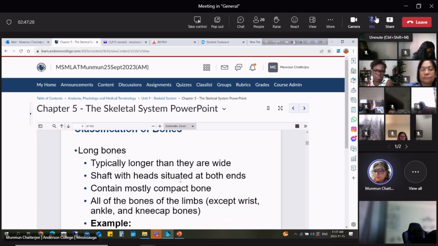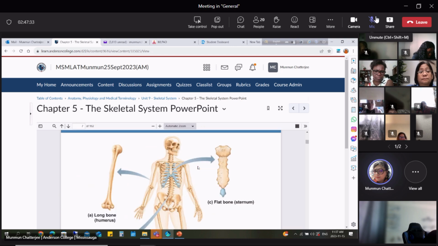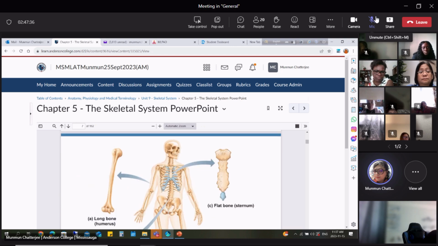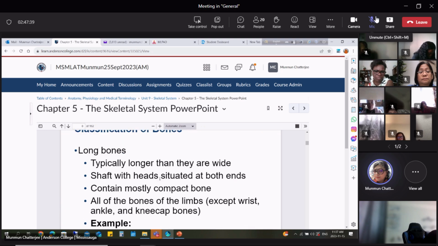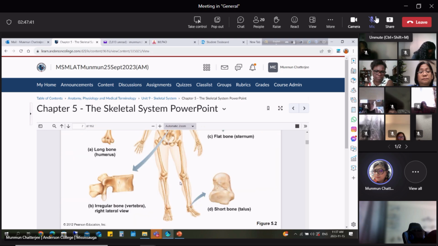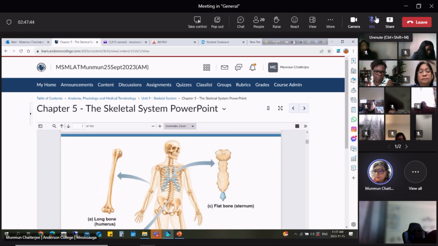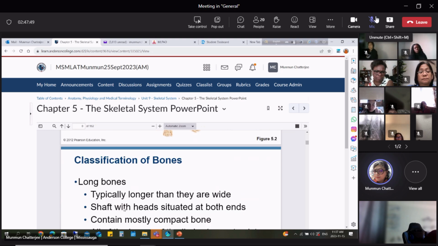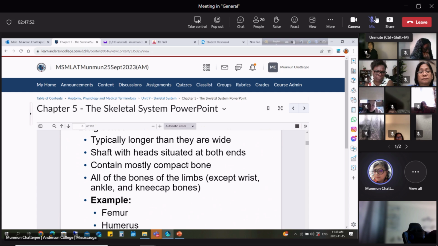The long bones, obviously, means longer than they are wide. They have a shaft with a head situated at both ends. These are called the shaft and the head. This is the closed portion at both ends. They contain mostly compact bone, which we already told you is going to be hard. All of the bones of the limbs except wrist, ankle and kneecap bones are the long bones.